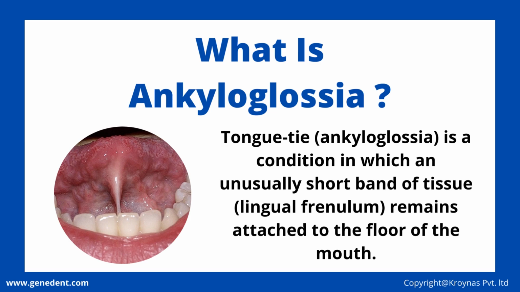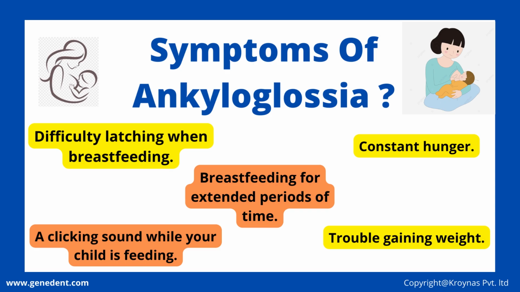What is Ankyloglossia? Basically, Ankyloglossia, which is called tongue tie, is a condition in which an unusually short band of tissue, called the lingual frenulum, remains attached to the floor of the mouth. Ideally, it should not be attached to the floor of the mouth, and when it is, this condition is called Ankyloglossia.